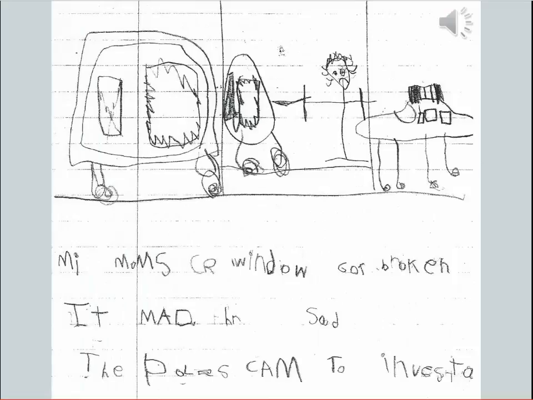Another example of stage 4 writing. "My mom's car window got broken. It made her sad. The police came to investigate." If we look at this through the lens of developmental spelling, again by J. Richard Gentry, we're looking at a transitional text.